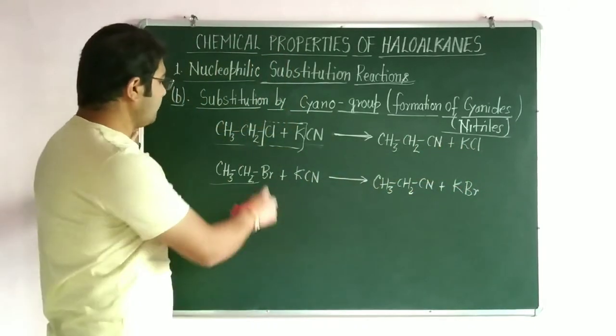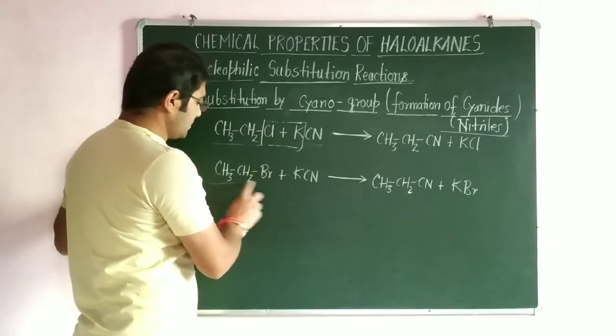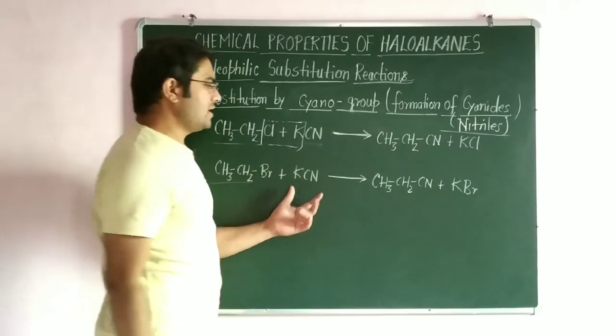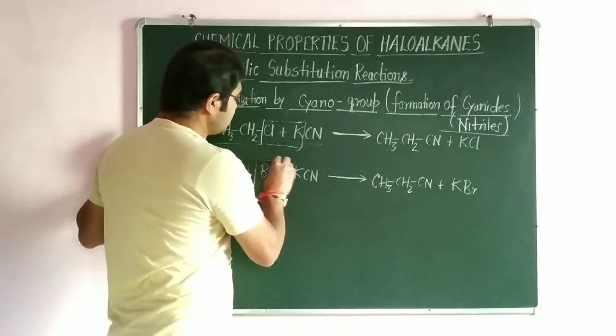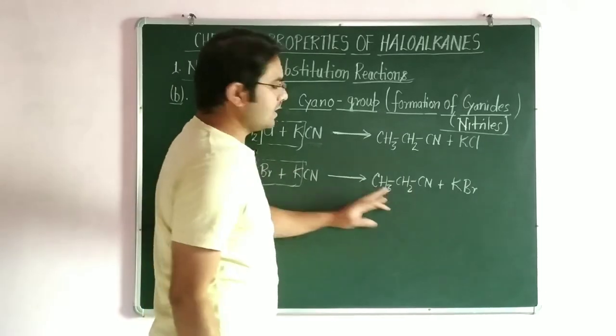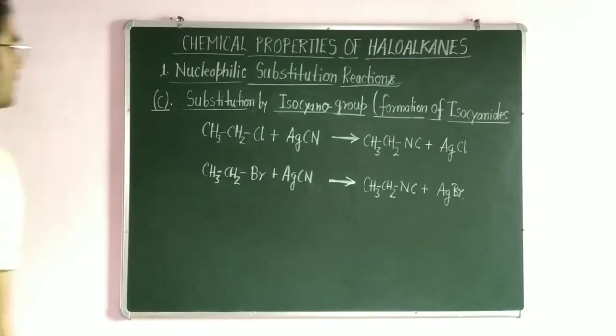Similarly for bromo derivative, if instead of using Cl we are using bromo or iodo, all halo derivatives give the same product. Here in this case KBr is out from this and cyanide is introduced on the carbon part and it forms cyanides.